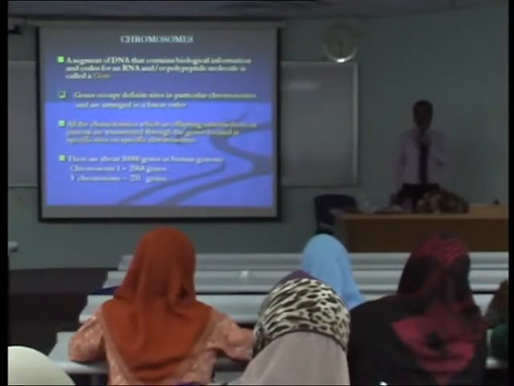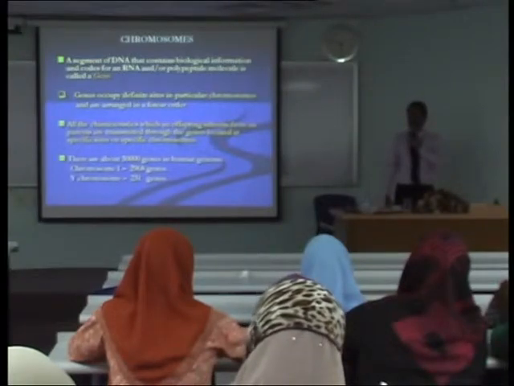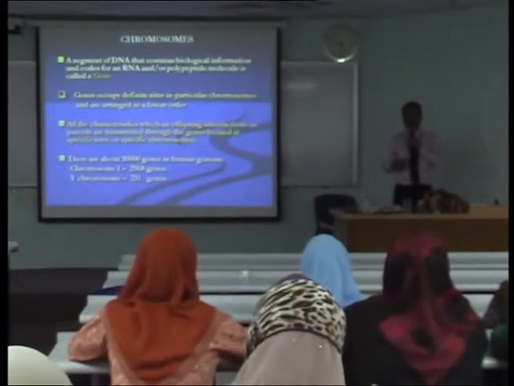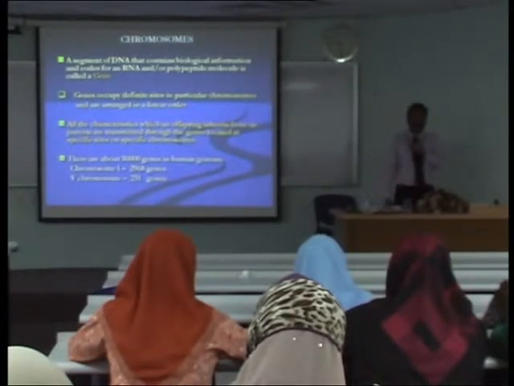And the maximum number of genes are located in chromosome number 1, that is 2,968 genes. Because chromosome number 1 is the largest chromosome in the human being, and the lowest number of genes are located on the Y chromosome, that is 231 genes.